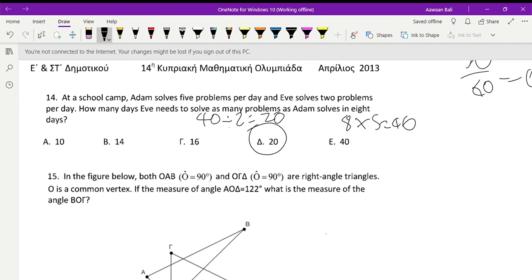Just simple calculation. You find the number of days Adam has, multiplied by how many questions Adam does in a day, so you get how many questions Adam did in 8 days. Yes, it says 8 days. With that total of questions, you divide it by the number of questions Eve does in a day, which is 2, and then you get the number of days she has to do it in, which is 20. So therefore the answer is delta 20.